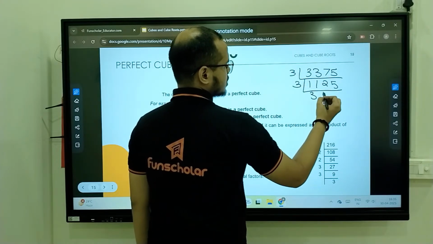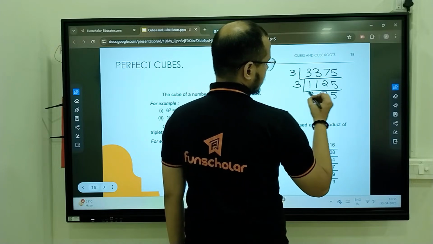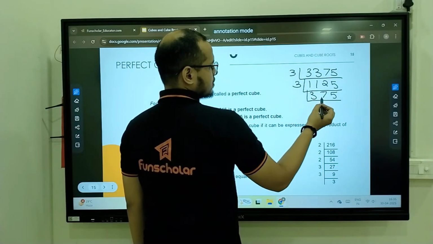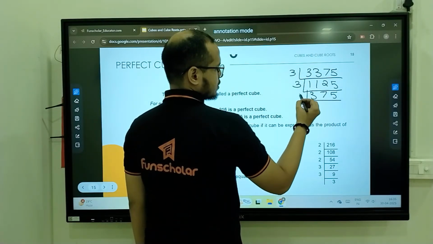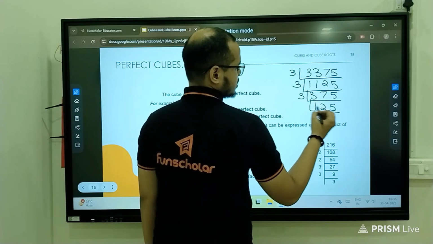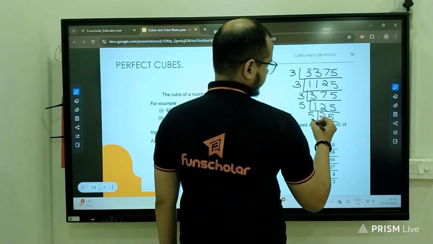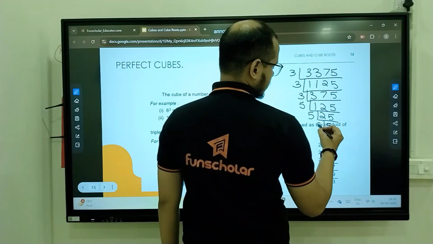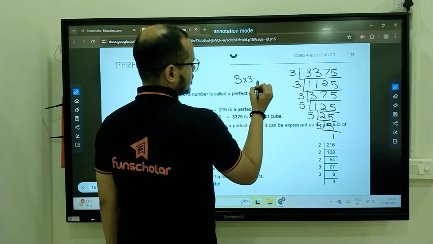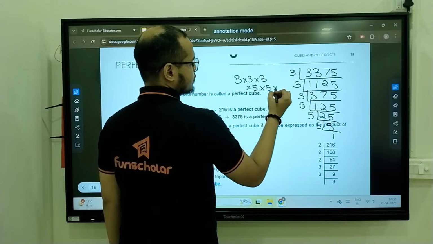3 threes are 9, then we get 375. Now let's see if this is divisible by 3. 3 plus 7 is 10, 10 plus 5 is 15, and 15 is also divisible by 3. So we get 125. Now this is divisible by 5, giving 25. Again divisible by 5, giving 5. 5 divided by 5 is 1. So we have 3 into 3 into 3 into 5 into 5 into 5.